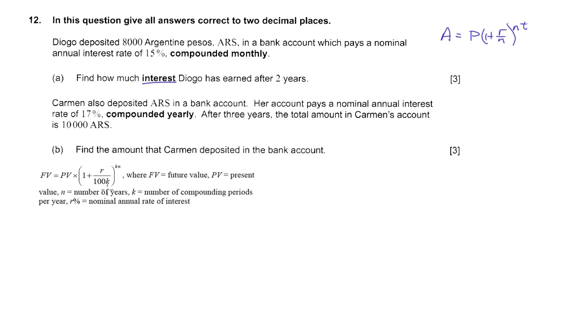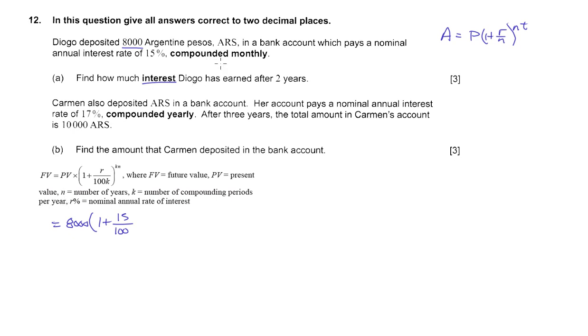This will work okay. So he deposited 8,000 pesos, so that's the present value. Let's plug that in. We get 8,000 is our present value, times 1 plus the nominal interest rate of 15%. That is a crazy high interest rate. So that's our R. So we do 15 here all over 100 times K. And you remember K here is the number of compounding periods per year.